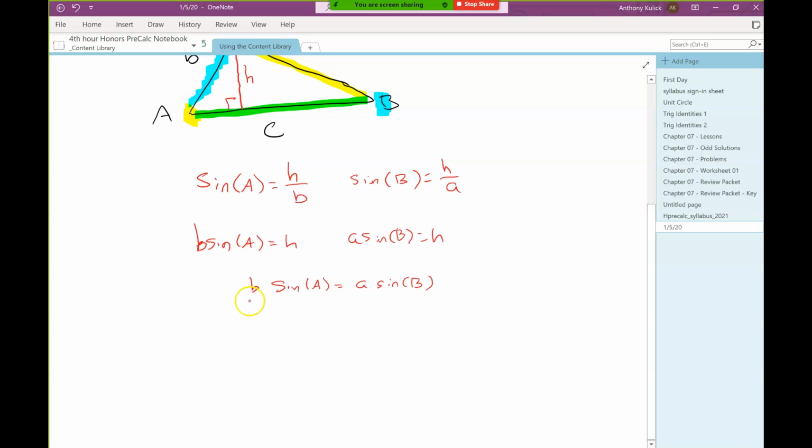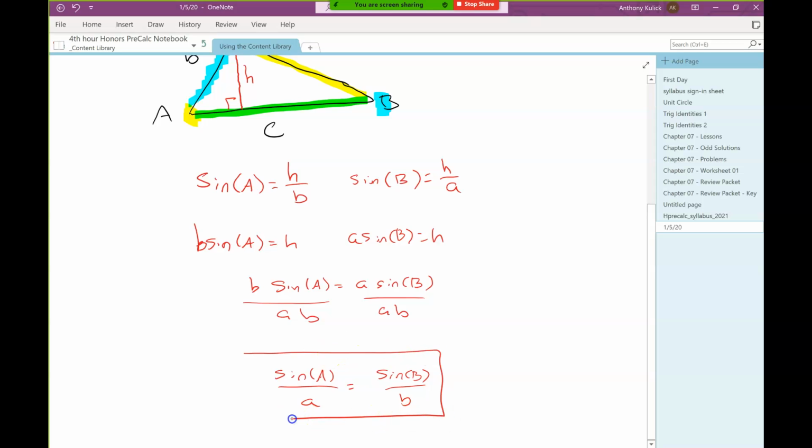And the convention now would be to divide both sides by ab. Again, it's okay to do that because a and b are side lengths of a triangle, so I know they are non-zero. In general, you don't want to divide both sides of an equation by a variable, but since a and b are side lengths of a triangle, I know that they're non-zero. And we have this relationship: sine of angle A over a is equal to sine of angle B over side b.